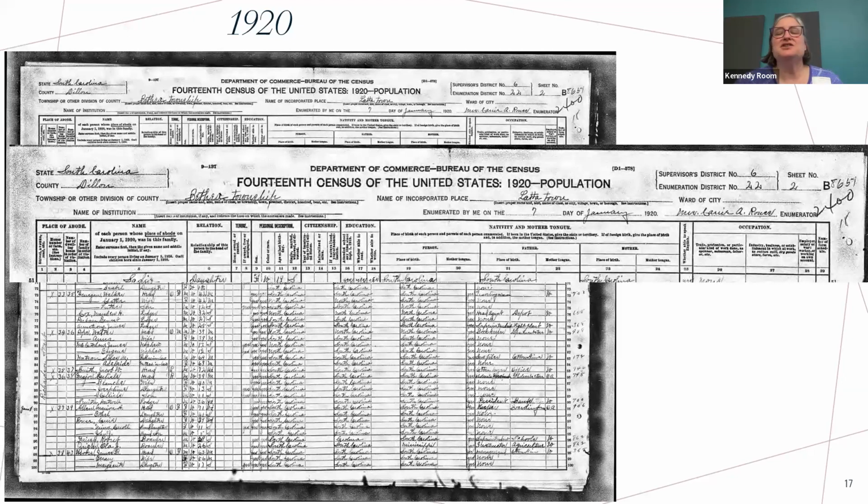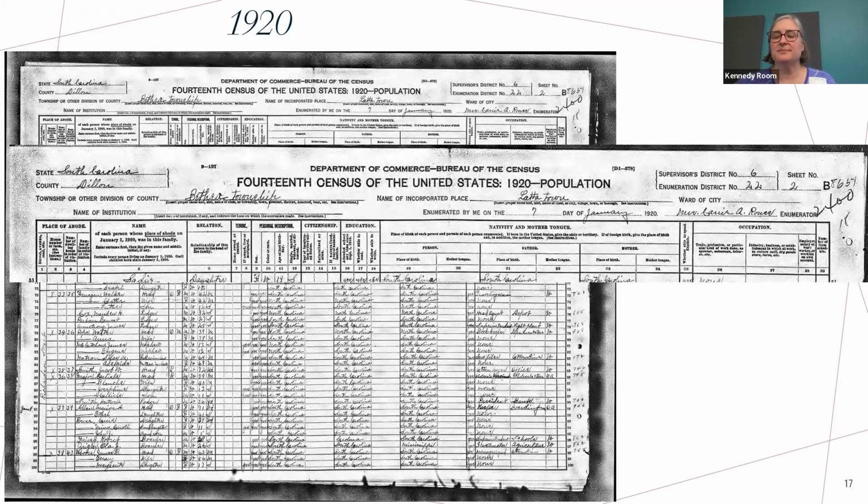But in 1920, they're asking similar questions such as the name of the road, the house number, household number visited, family number visited. Again, the name of each person living at the residence as of January 1, the relationship to the head of household, the tenure, so whether that was home owned or rented, if owned free or mortgaged, personal description, sex, color, age at last birthday, single, married, widowed, divorced.